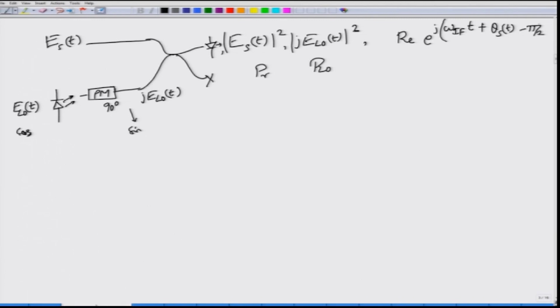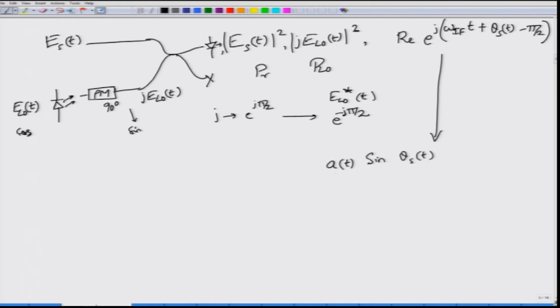Why do I have to put a minus pi by 2? Remember, you want to find ELO complex conjugate of t, right. So, I need to put in ELO complex conjugate. This j can be written as e to the power j pi by 2. So, when I take the complex conjugate, this becomes e to the power minus j pi by 2. Because of this, this minus pi by 2 goes into this one, and what is cos of something minus pi by 2? It is sine of that quantity, right. So, this real part becomes sine, and assuming omega_IF is equal to 0 for the homodyne case, I get sine theta s of t, with A of t as it is appearing.